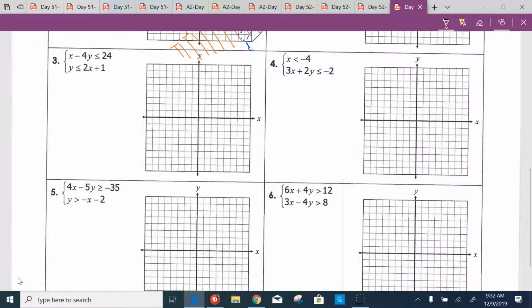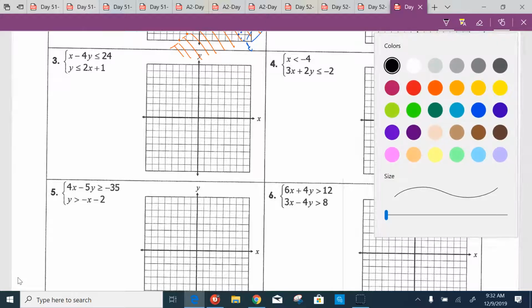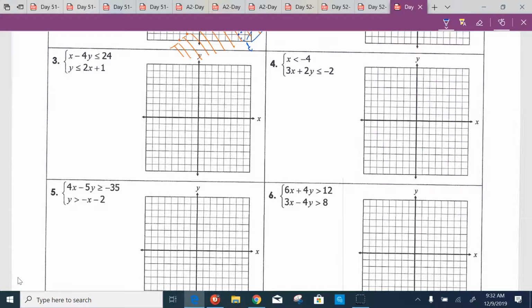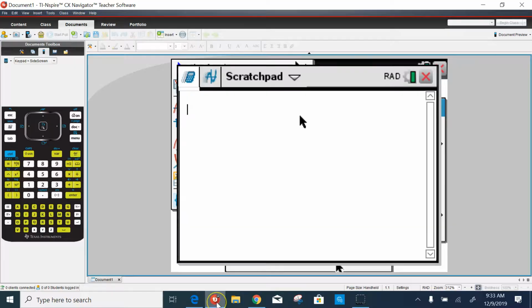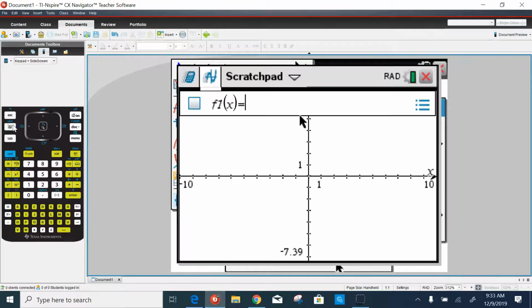So number 3. Example number 3 gives us the inequality x minus 4y is less than or equal to negative 24. So let's go ahead and begin with that first inequality, and let's graph it. So to graph it, I'll go to my Inspire. I'm on Scratchpad. If you have anything there, just press Doc B.